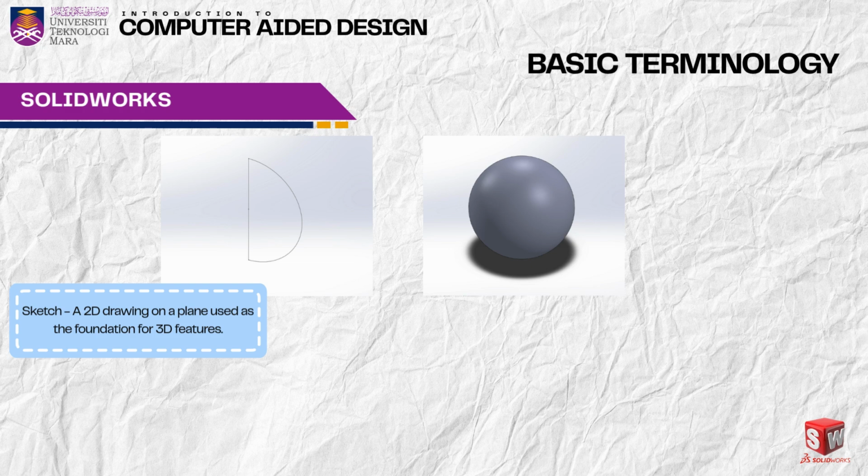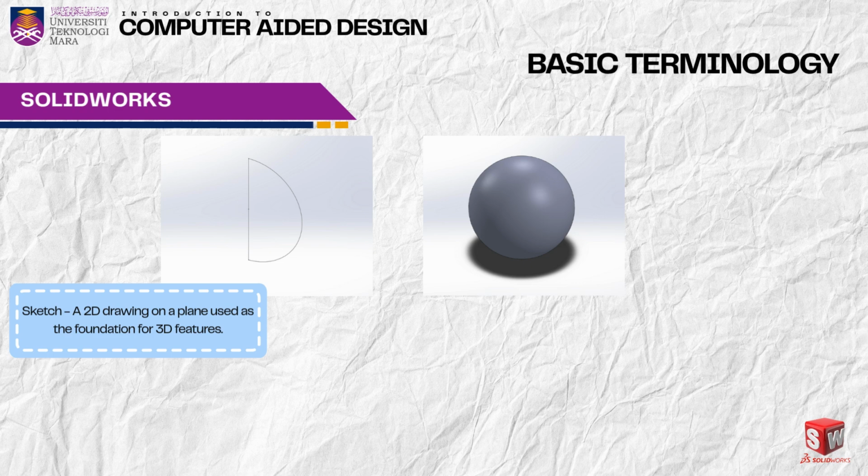A sketch is essentially a 2D drawing. It's created on a flat surface or plane, such as the front, top, or right plane, and serves as the starting point for most 3D features. Think of it like drawing the outline or blueprint of a shape on a piece of paper before turning it into something three-dimensional. For example, if you want to make a round hole in a block, you would start by sketching a 2D circle at the desired location.